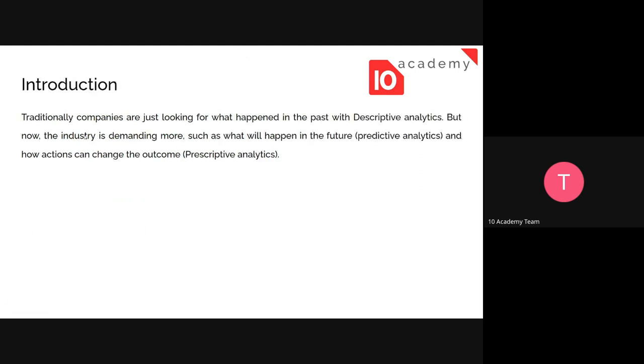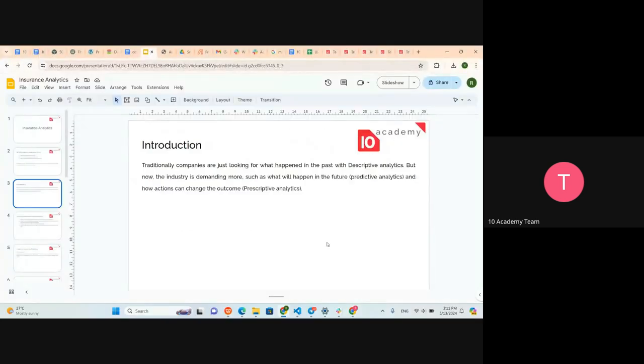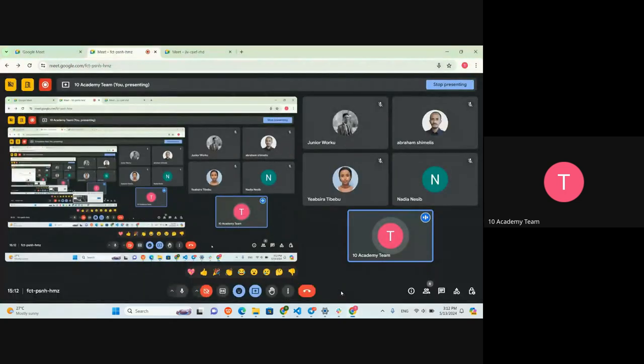Traditionally, insurance companies have the practice of analyzing all their data, looking at what happened in the past, which is descriptive analytics. We're going to look at the four types of analytics in order to use them for this specific project. Companies look at what happened in descriptive analytics, but the industry is demanding more, such as what will happen in the future. There is not that much work on the future data of the company.